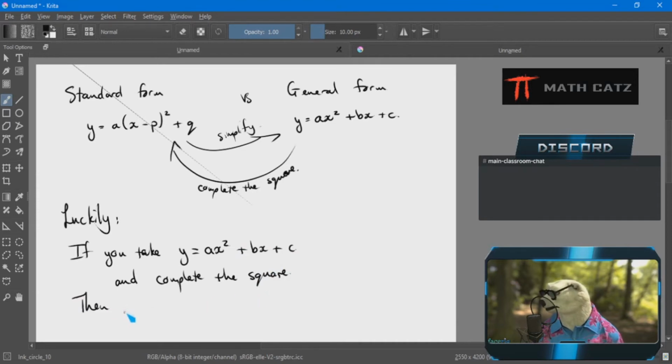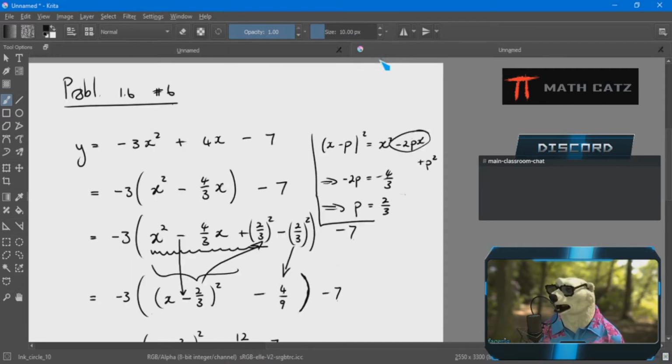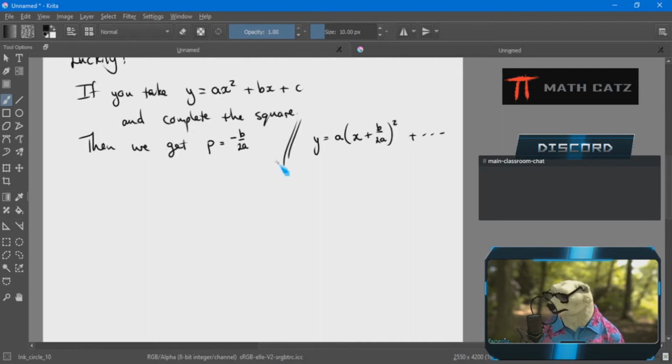Then we get that the P is negative b over 2a. So in my standard form, and I'm not doing the whole thing for reasons I'll say in a second, you get this. I don't really bother memorizing the other part. If you leave it as general as you can with A, B, and C, do the completing the square, and slowly make progress, you get something like this, which tells me exactly the x-coordinate of the vertex. So the vertex is negative b over 2a for the x-coordinate.